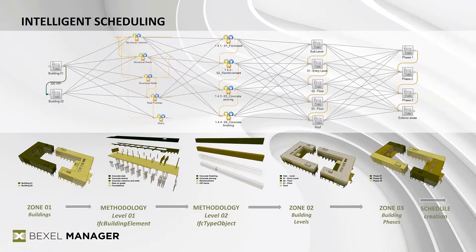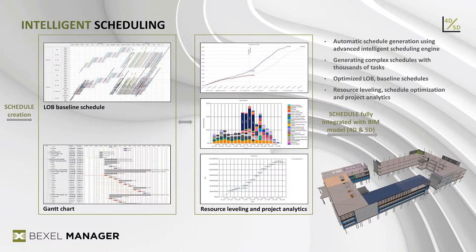The system will create as many tasks as we have methodology items and multiply it by the number of zones and levels in which these items are recognized from the 3D BIM model. In case your model doesn't have all methodology items in all zones, the system finds only existing work items in that specific zone and smartly makes links with the next or upcoming methodology item for that zone. All that just by reading available information from the model.